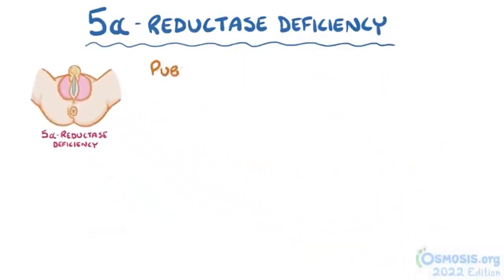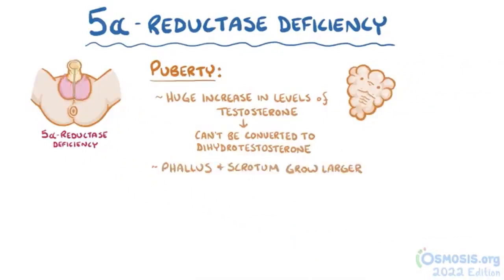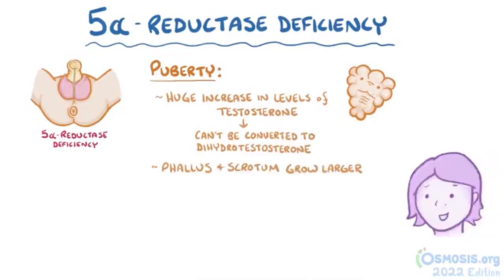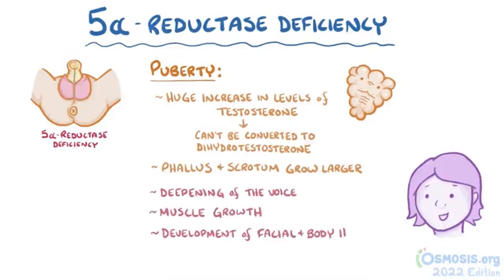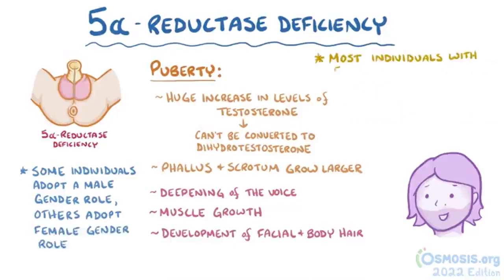When these individuals reach puberty, though, there's a huge increase in the levels of testosterone. Even though it can't be converted to dihydrotestosterone, there's so much testosterone around that the phallus and scrotum grow larger, and start having more of a male appearance. In addition, the high levels of testosterone will usually lead to a deepening of the voice, muscle growth, and development of facial and body hair. Some individuals with 5-alpha reductase deficiency adopt a male gender role, while others adopt a female gender role. Most individuals with 5-alpha reductase deficiency also struggle with infertility.